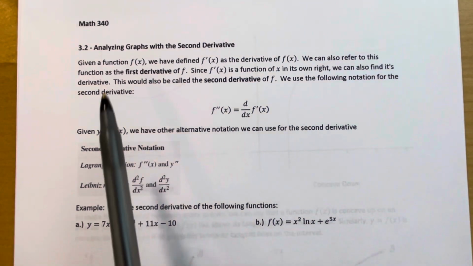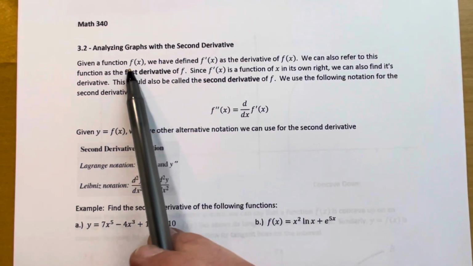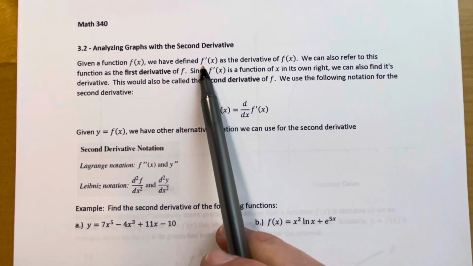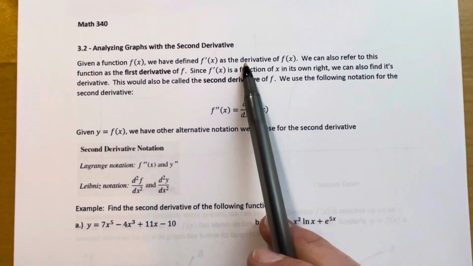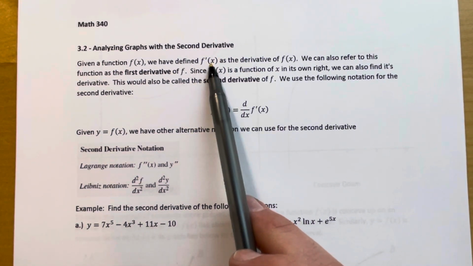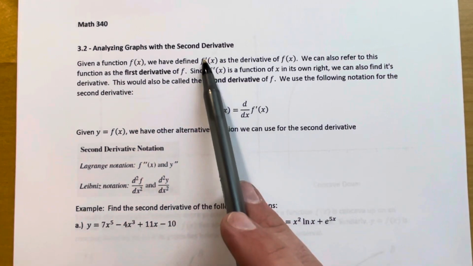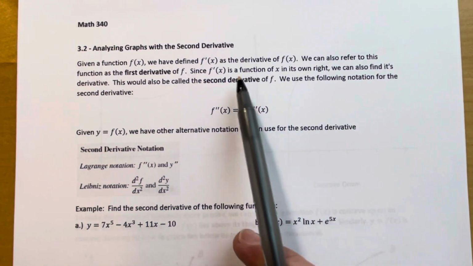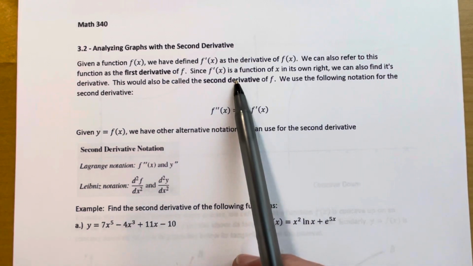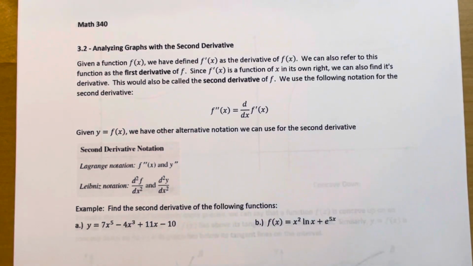So in chapter 2, we spent a lot of time developing the idea of what a derivative is. Given some function f of x, we use this notation f prime of x to represent that derivative of f of x. But since f prime of x is a function in its own right, it may have its own derivative. So if you take the derivative of a derivative, you get what's called a second derivative. And in that context, it makes sense to refer to f prime as the first derivative of f. So now we have a concept of a first derivative and a second derivative.